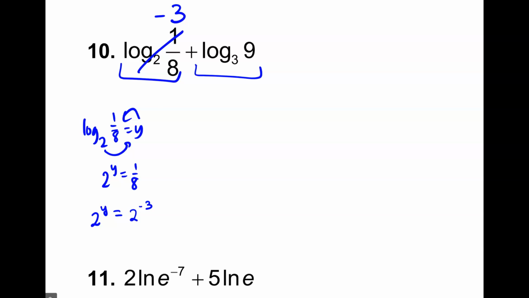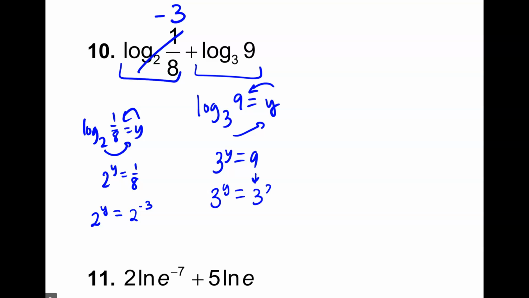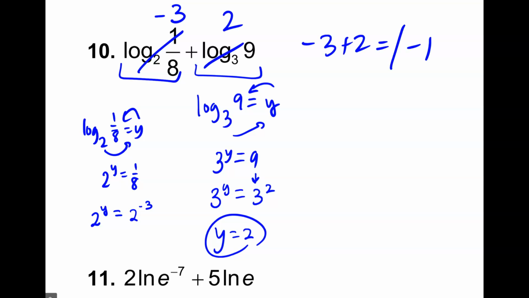And then I can take this portion, log base 3 of 9 is y, so 3 to the y is 9. I can rewrite 9 as 3 squared, so you see y is 2. Plug it in here. Negative 3 plus 2 is negative 1. Hey, that's nice and easy. A problem like this is not too bad.